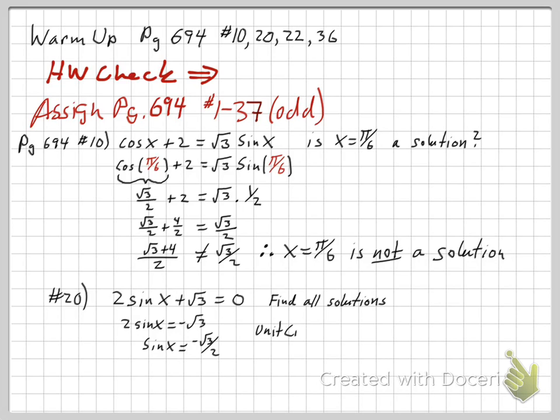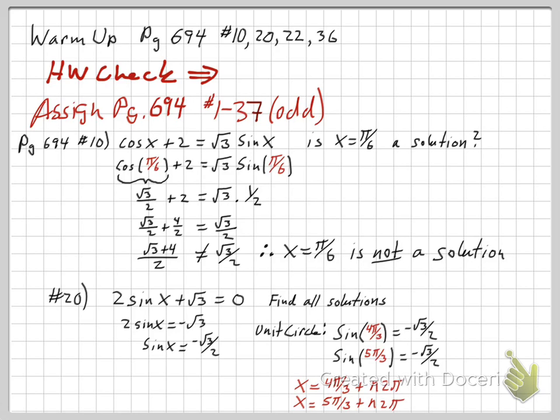Let's go to our unit circle, and I'm trying to find an angle whose sine value, that would be the y-coordinate on the unit circle, is root 3 over 2. And there's two of them. All right, and we find that the sine of 4 pi over 3 and the sine of 5 pi over 3 will yield negative root 3 over 2. Now, 4 pi over 3 and 5 pi over 3 and anything coterminal will be a solution. Okay, so that's what this means right here.